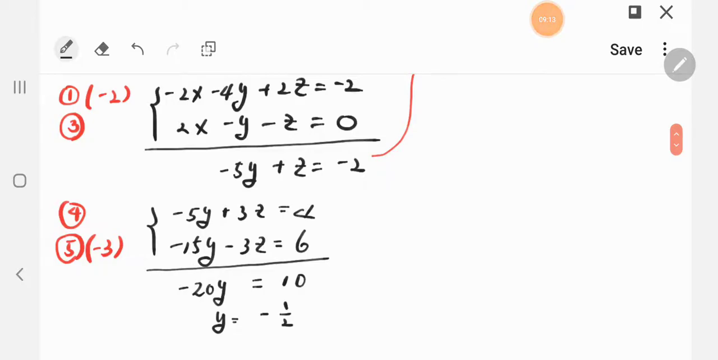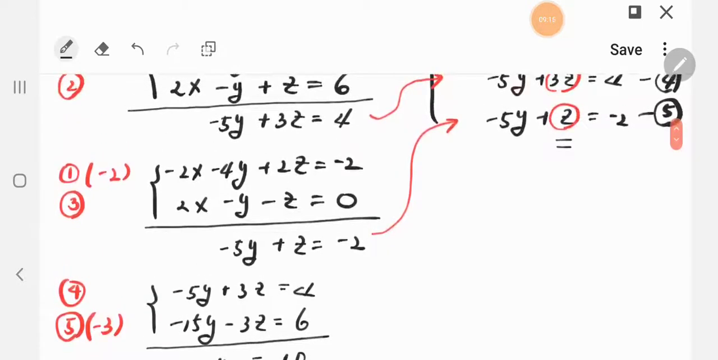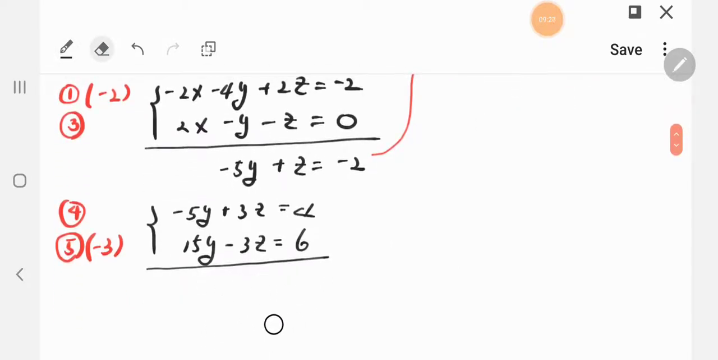There's a mistake. Look at this. Multiply the fifth equation by negative 3. Multiply this by negative 3, there will be positive 15y. So this is positive 15. So let's get rid of this. Then add these two, and there will be 10y is equal to 10. So y equals 1.